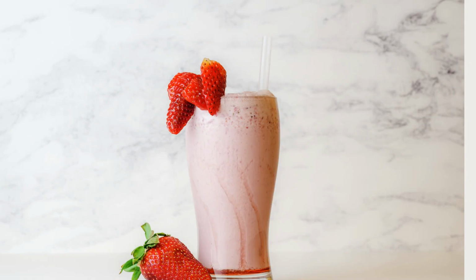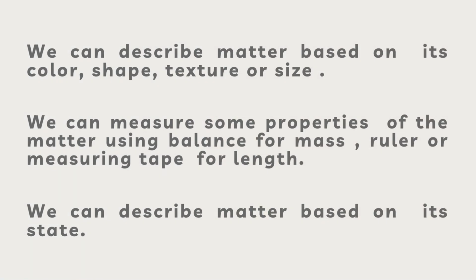Here we have another liquid, and this is not transparent at all, because it is opaque. We can't see through this liquid. So what we do now is description. So we can describe matter based on its color, its shape, its texture, or size, with the meaning of texture as this is rough or smooth.